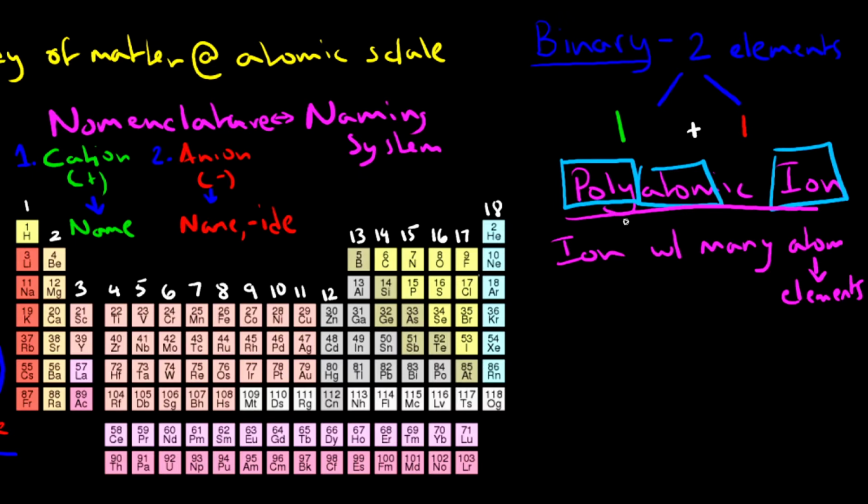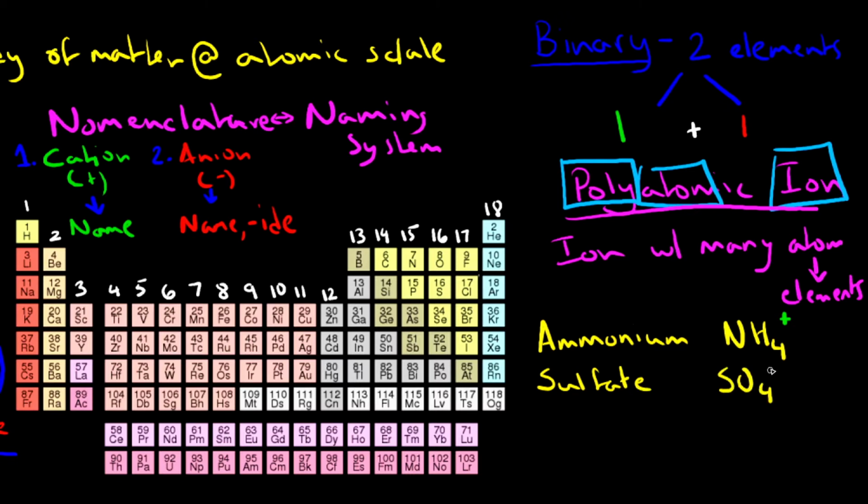So what are some examples of polyatomic ions? Well, there's ammonium. Ammonium's formula is NH4, and its charge is +1. So in an ionic bond, it will be the cation. Another example is sulfate. Sulfate's formula is SO4, and its charge is 2-, so it can be an anion in an ionic bond.